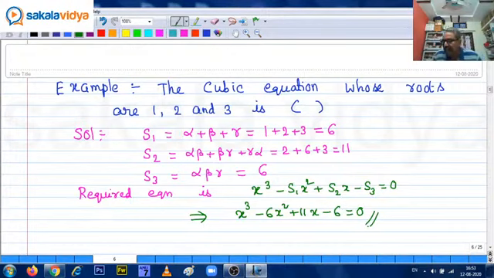So this we can find out. Yes, exactly correct. x cube minus 6x square plus 11x minus 6 equals to 0.